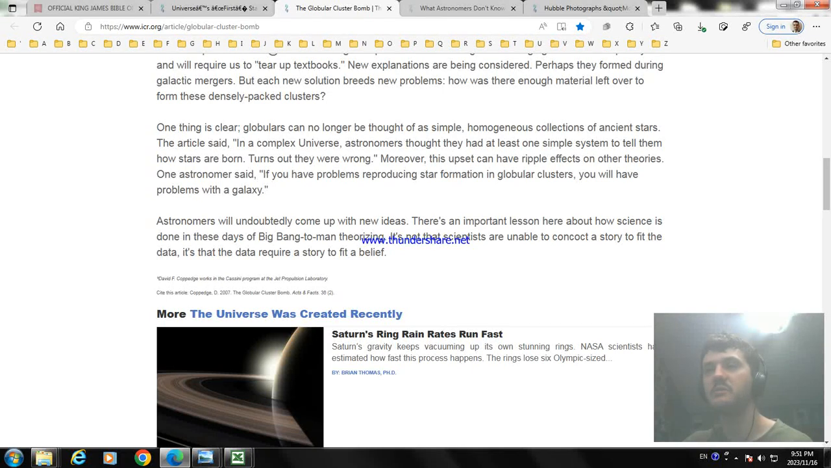Astronomers undoubtedly will come up with these new ideas, but this is an important lesson in how science is done these days. With Big Bang theorizing, it is not that scientists are able to contort the story to fit the data. It is that the data are required to fit the story, to fit a belief.